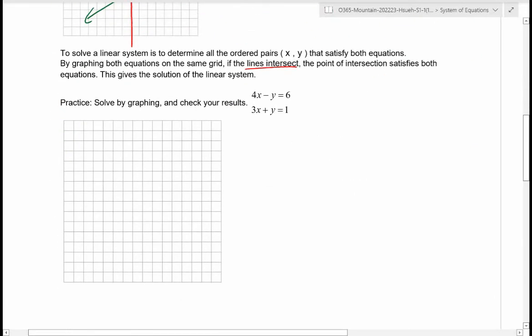Here's the practice question. Why don't you give it a try? All you have to do is graph these two lines and then find out where they intersect, and that point would be the solution to the system.